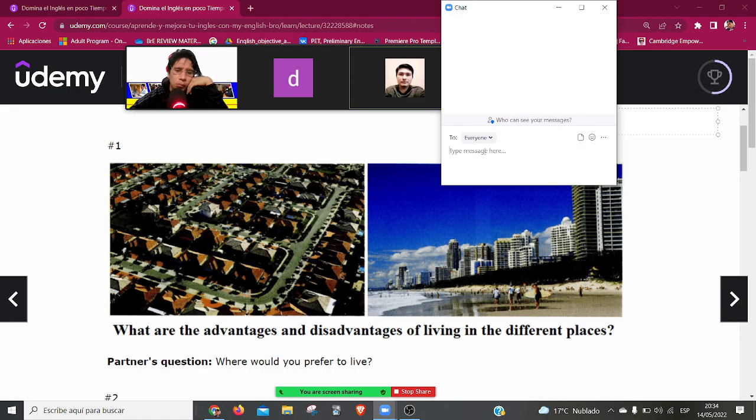About the similarities, well, both of them are urban places. And about the difference between both, the type of people that live here. For example, in the first picture it is for families, and the second is probably for single people.